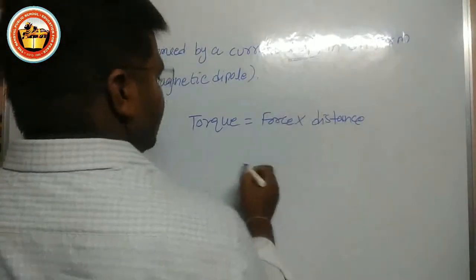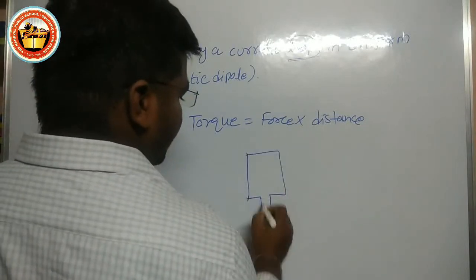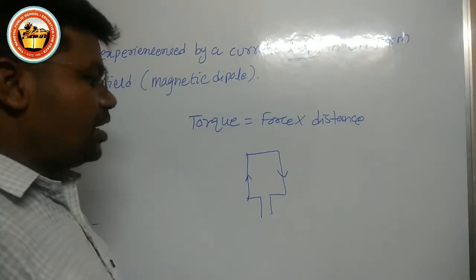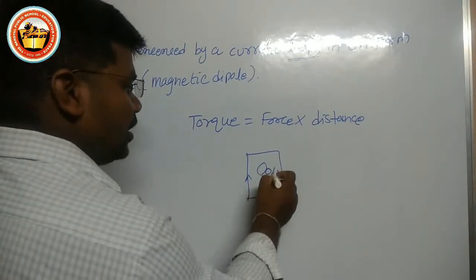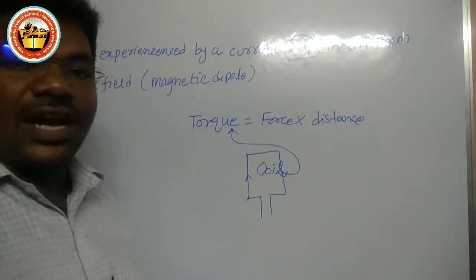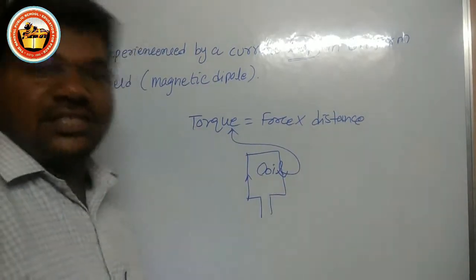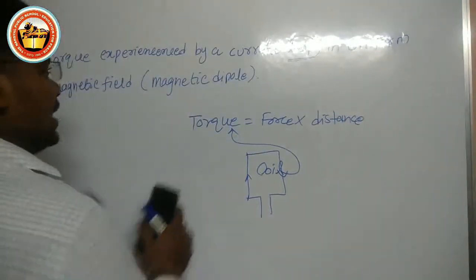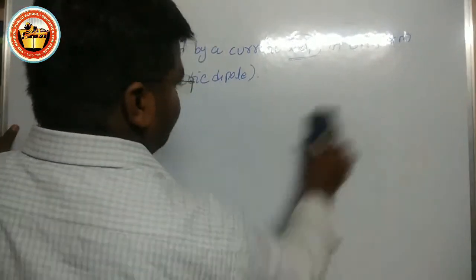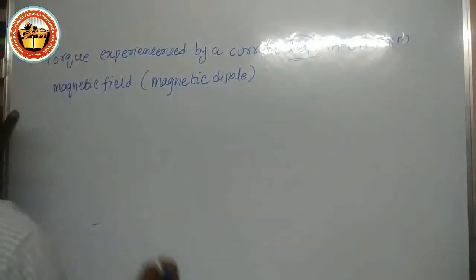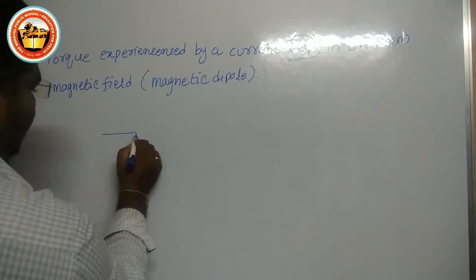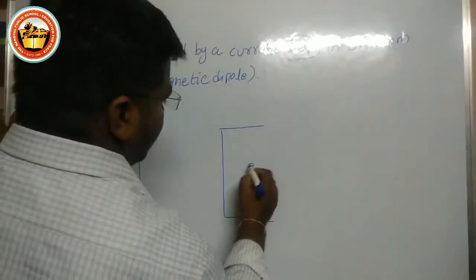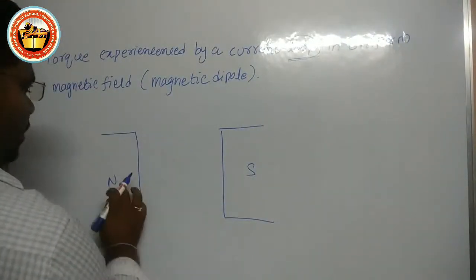This loop is the rectangular coil ABCD. This type of current-carrying loop we can place in a magnetic field. This coil experiences torque, and we have to find that torque in this derivation. For this derivation, we need two magnets, north and south. Field lines always pass from north to south.